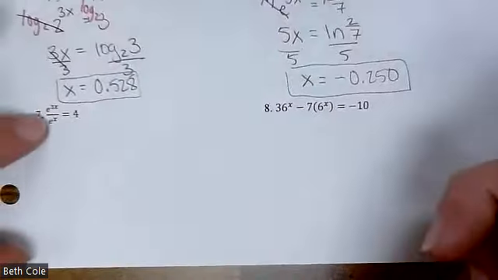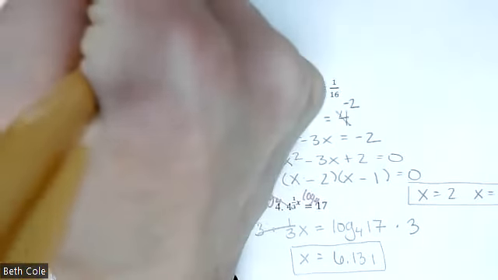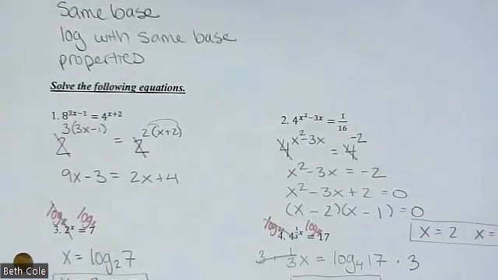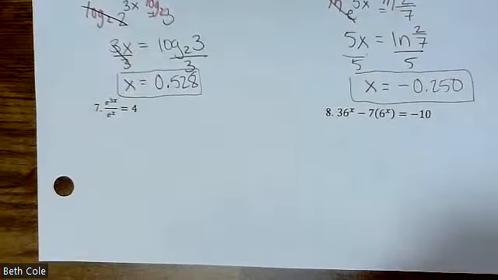So another method you can use, which we're going to need for this one, is to use your properties, which we did last time. So let's review them real quick. When you're multiplying, you add your exponents. When you're dividing, you subtract your exponents. All right, so those are your properties. So looking at this one, we're dividing. That means we're going to subtract.